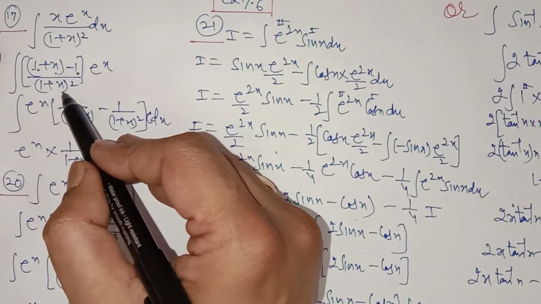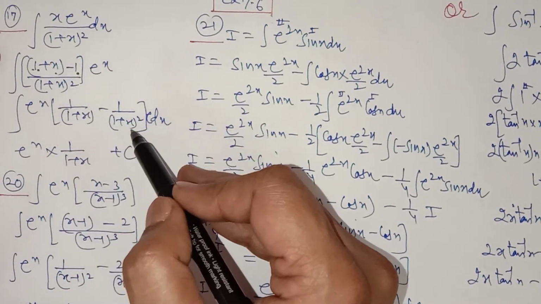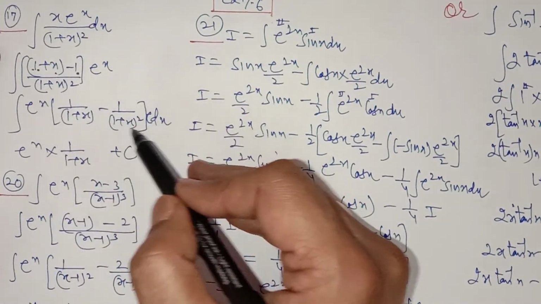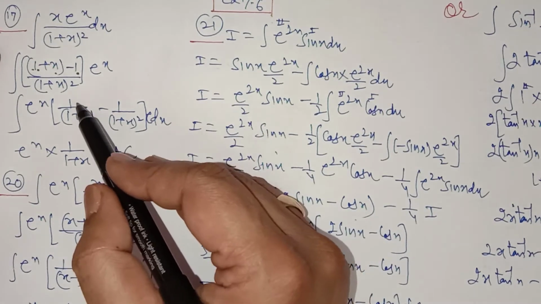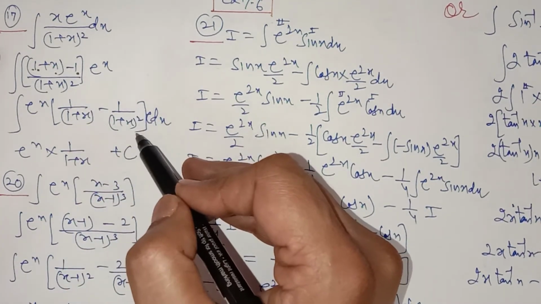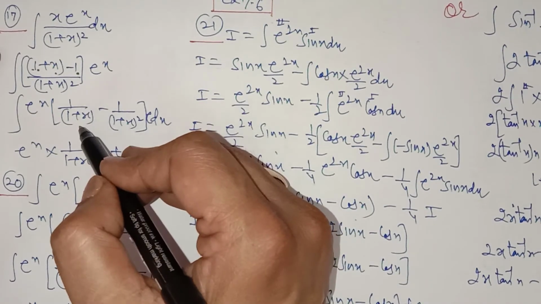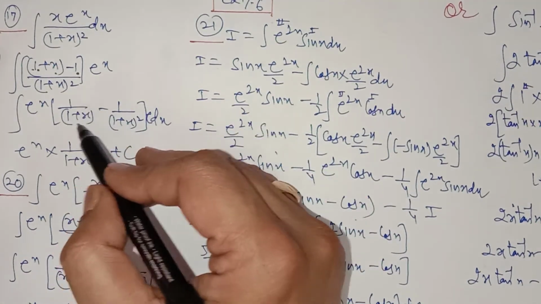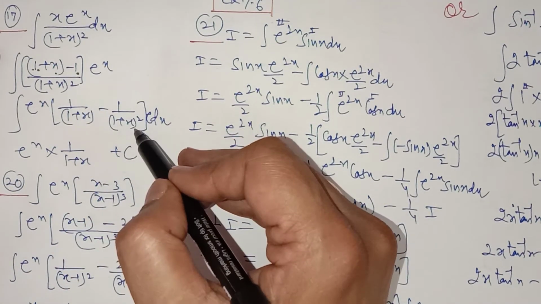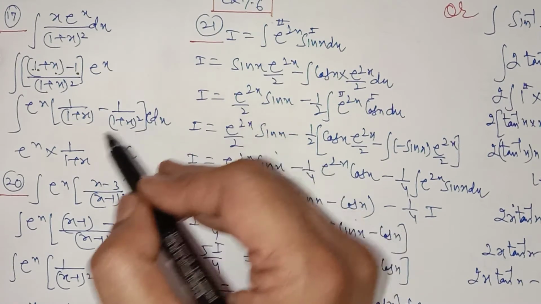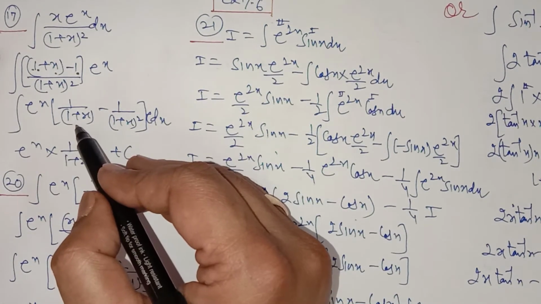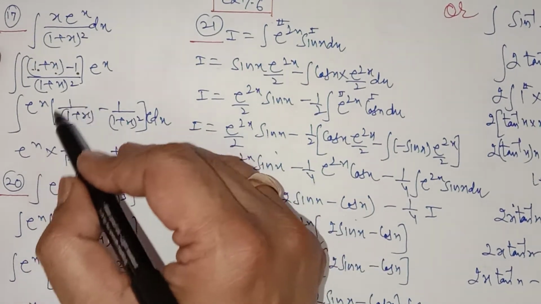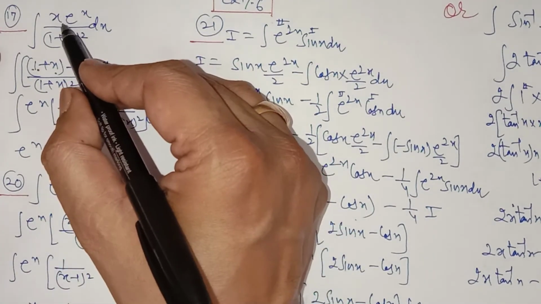So 1 plus x upon (1 plus x) whole square minus 1 upon (1 plus x) whole square. So 1 plus x upon (1 plus x) whole square will be equal to 1 upon 1 plus x and minus 1 upon (1 plus x) whole square. And you must know that the derivative of 1 upon 1 plus x is minus 1 upon (1 plus x) whole square, because the derivative of 1 upon x is minus 1 upon x square. So 1 upon 1 plus x derivative is minus 1 upon (1 plus x) whole square. So its property of integration by parts, e raised to power x, f(x) plus f dash x, is equal to e raised to power x into f(x). Some arrangement we have done here.